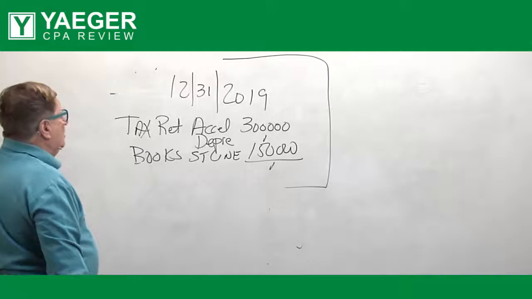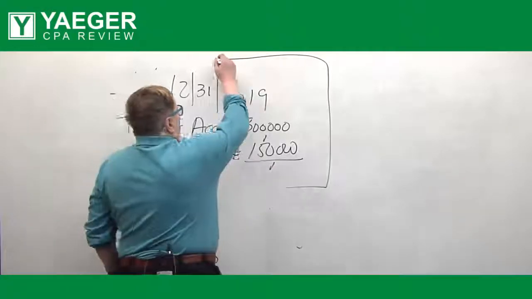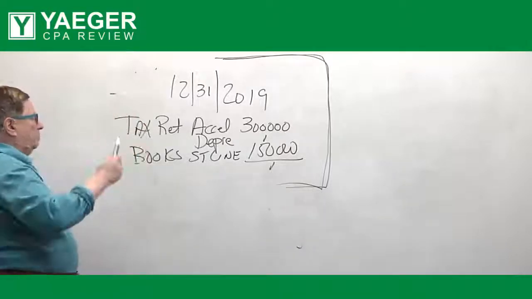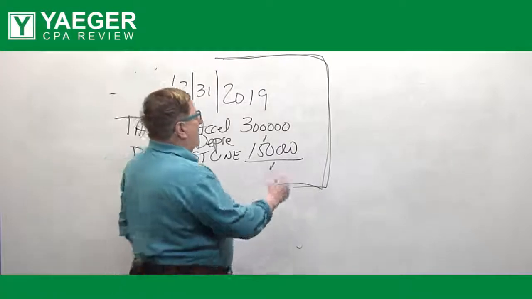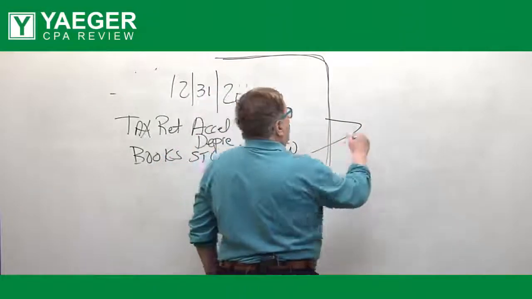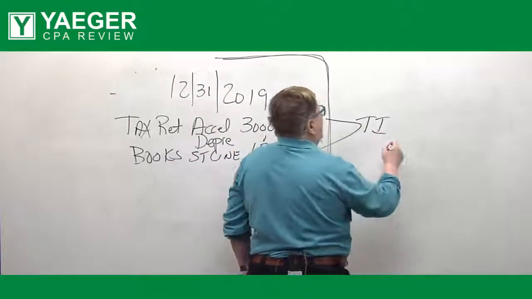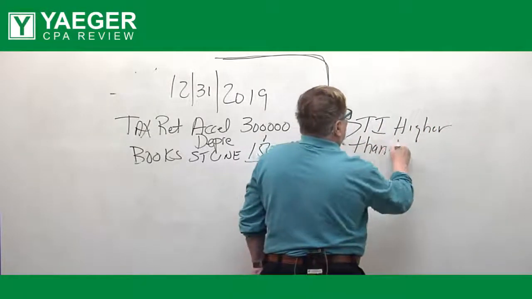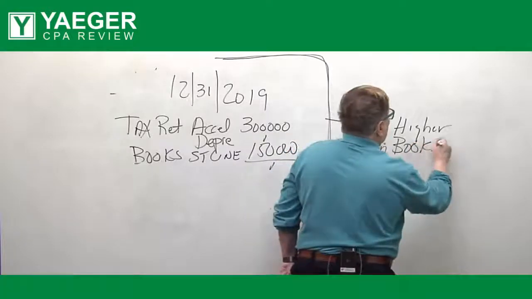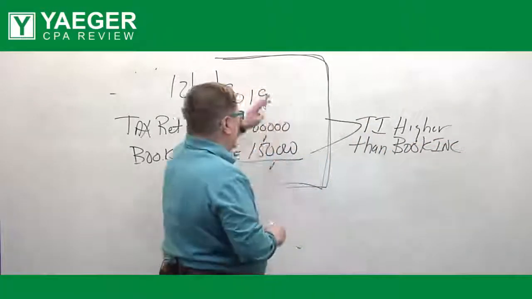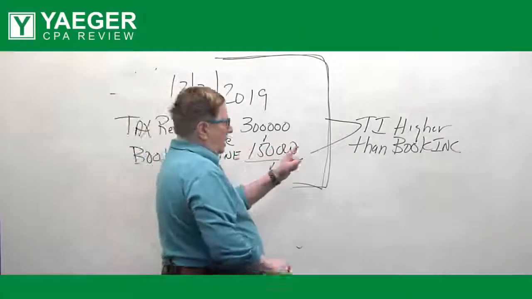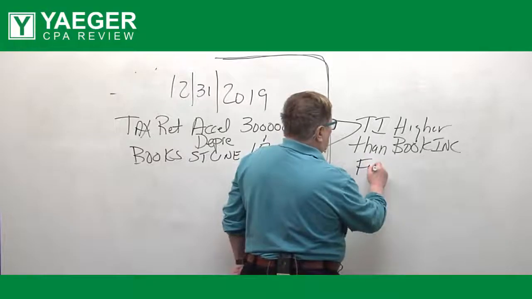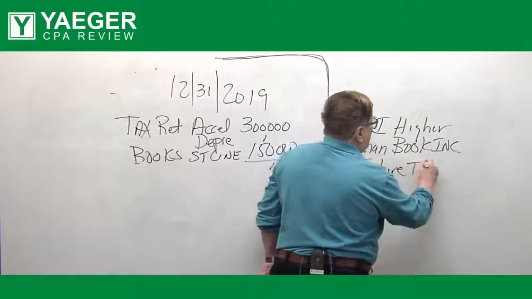Now we make this assumption. If in the current year our taxable income is going to be lower than book income, when this reverses itself, what's going to happen in the future? Well, taxable income will be higher than book income in the future because of the reversal. And when you have a timing difference in the current year, which will cause taxable income to be higher than book income in the future, this is called a future taxable amount.